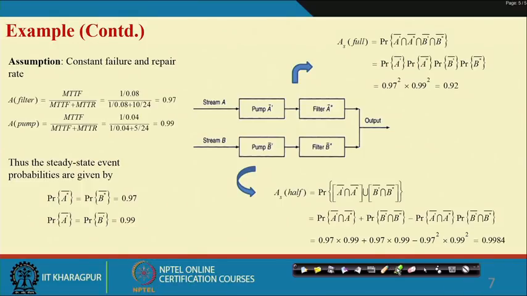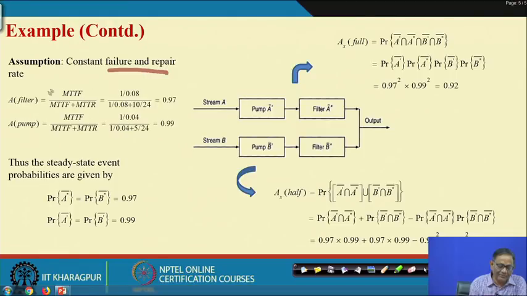what is the assumption here, that we are assuming constant failure and repair rate for both pump and filters. So, if this is the case, then you have seen earlier when we discussed quantification of basic events, that availability can be measured by mean time to failure divided by mean time to failure plus mean time to repair. This means with this equation availability is measured.